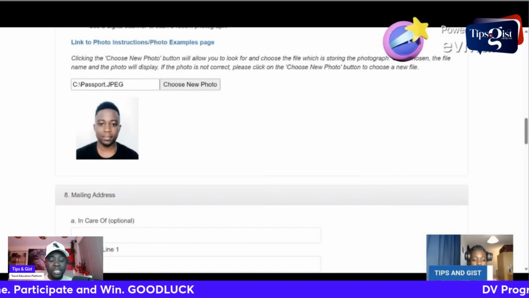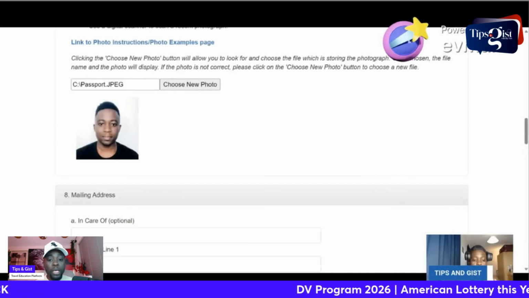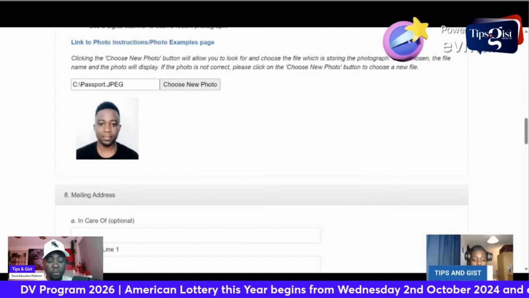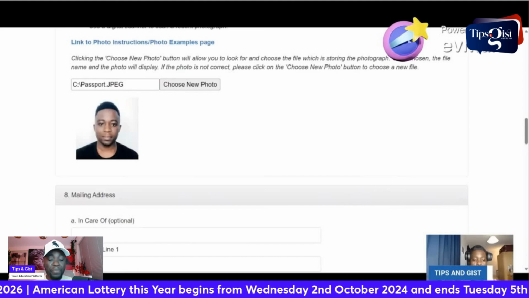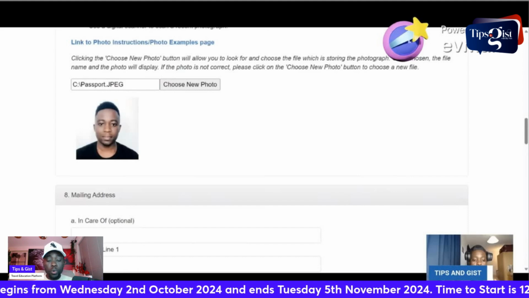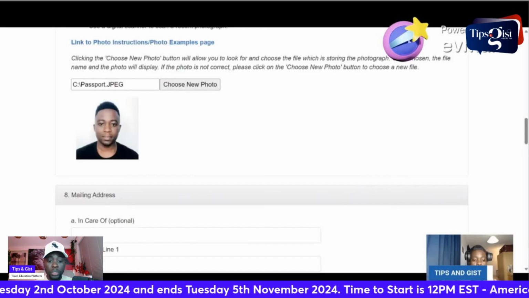So you upload the picture, please. You click choose a photo or choose new photo. There's a column over there. You can see choose a photo or choose new photo. You click on it. It will take you to your mobile phone where you have stored the standard picture. You select it and upload. If you are using a laptop, it will take you to your laptop. You go and look for the picture, then you upload.